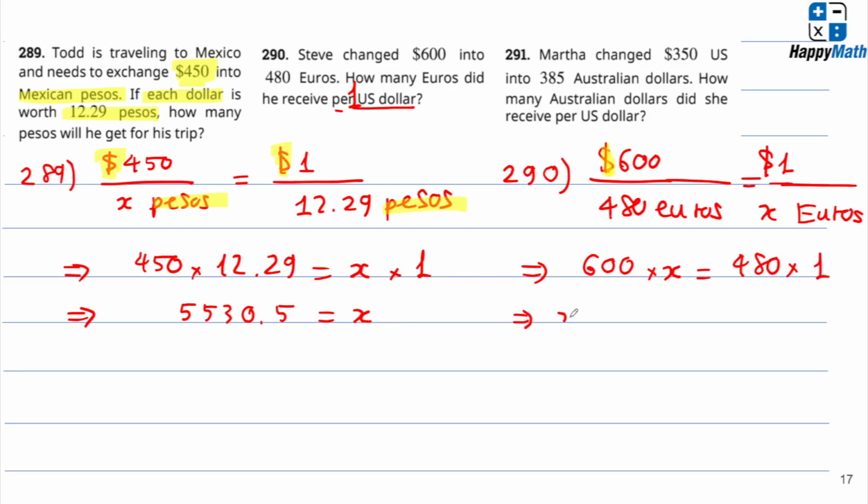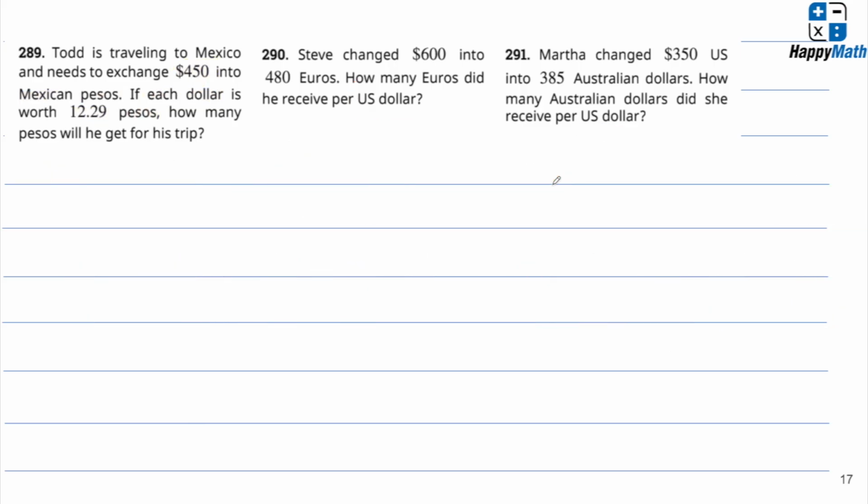Yep. And now I want to find h. 480 divided by 600. Simplify this number. 0.8 euro. So 0.8 euro per $1. Oh, sorry, this question is 290, it's not 291.